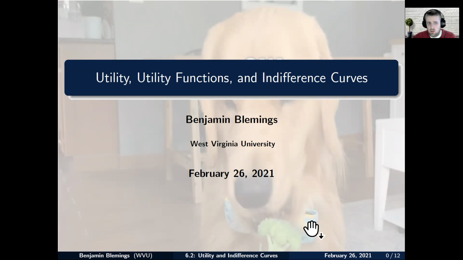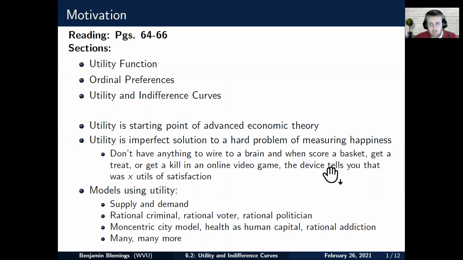Today we're going to be talking about utility functions, and building on to indifference curves as well, like I touched on in last class. So the reading is pages 64 to 66. There's a few sections: utility function, ordinal preferences, utility, and indifference curves. The motivation for this is that utility is a starting point of going from economics being just kind of supply and demand to economics being modeled more advanced.